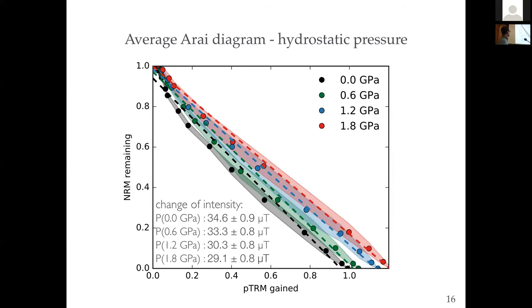Now we can compare this to the post-pressure intensity. The black one is still the zero pressure. We have 0.6, 1.2, and 1.8. You can see that the best fit line really is lowered with increasing pressure, and thereby we reduce the paleointensity from 35 to 33 to 30 to about 29. So we are really losing paleointensity by removing the first few NRM moments.